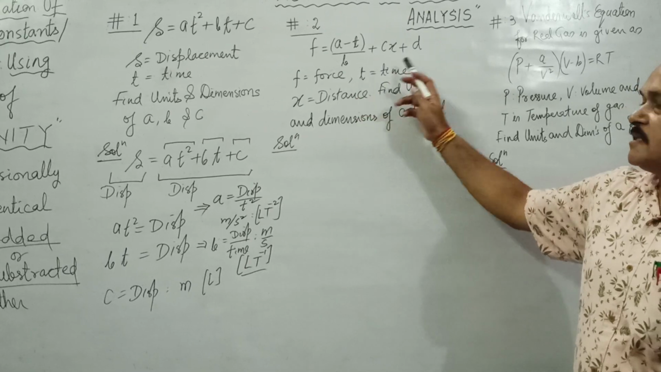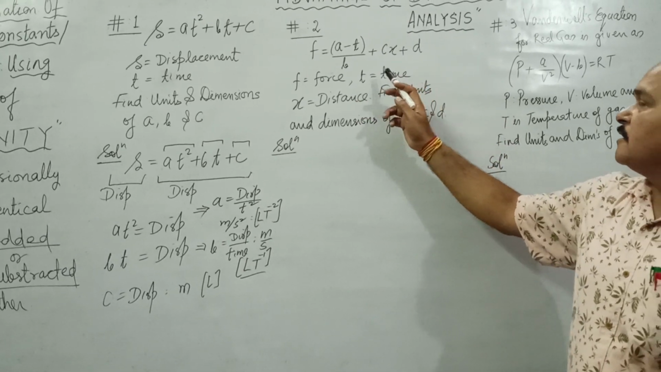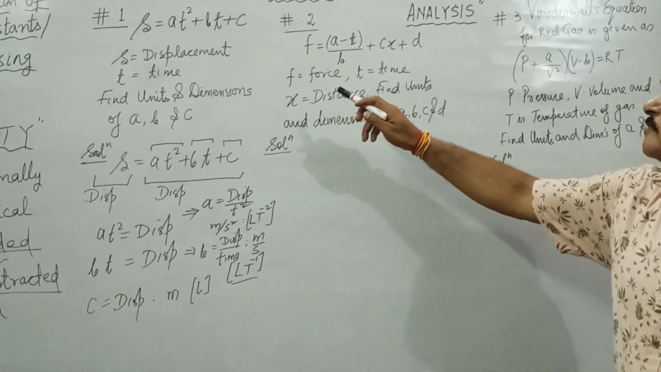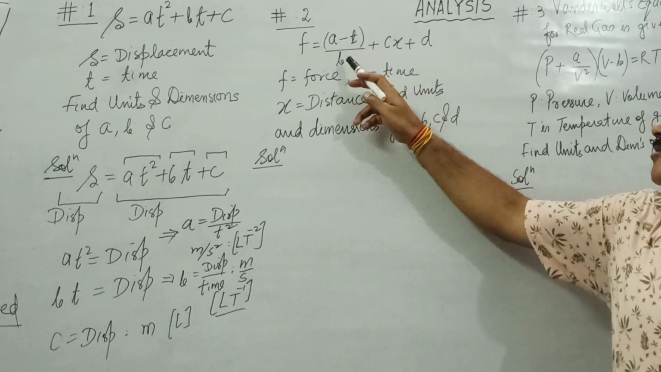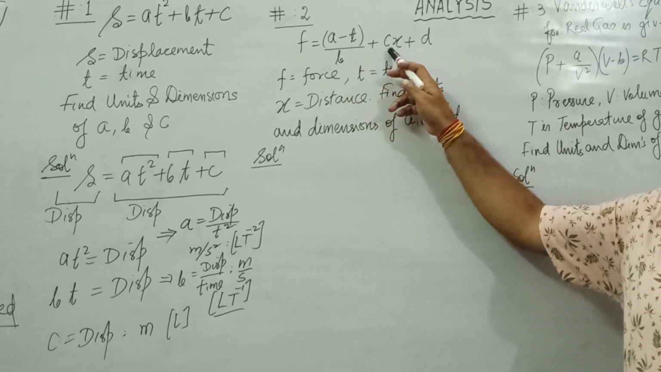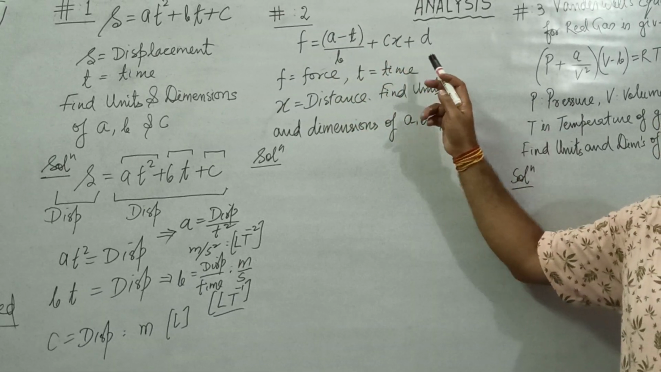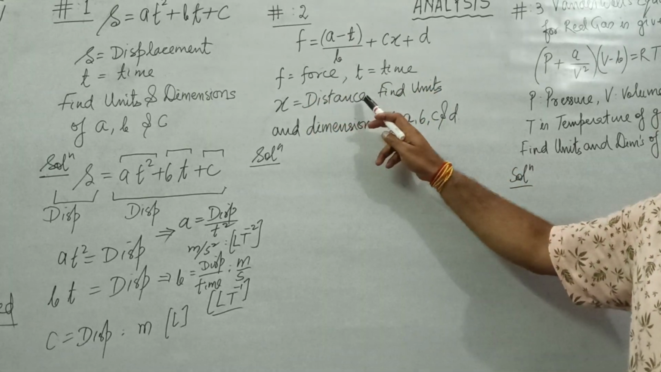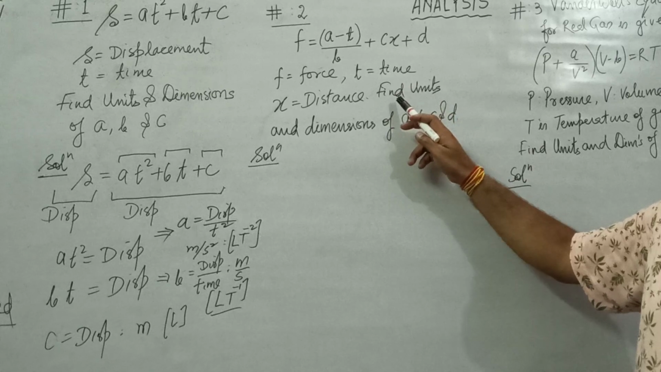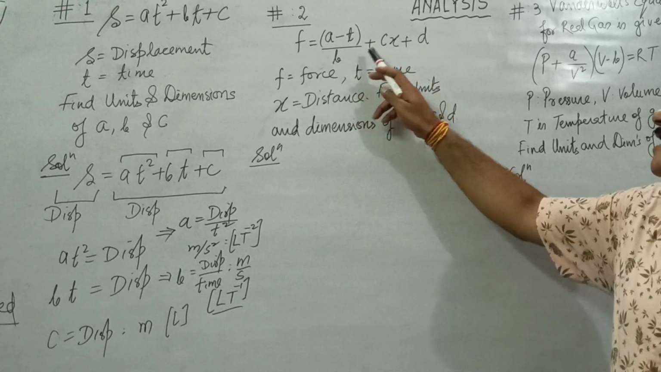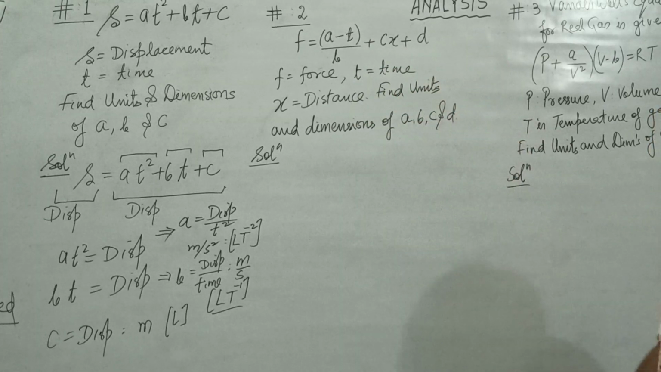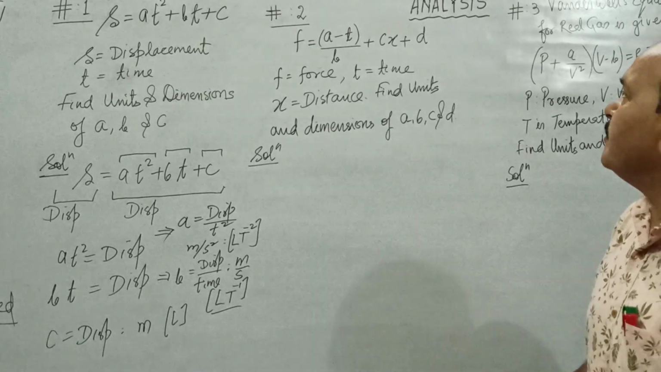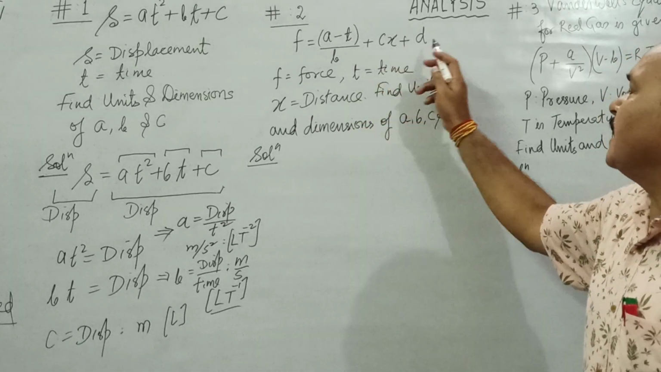Well, this is example number 2 of the day, where F is equal to A minus T upon B plus Cx plus D. F is force, T is time, X is distance. We have to find out units and dimensions of A, B, C and D.